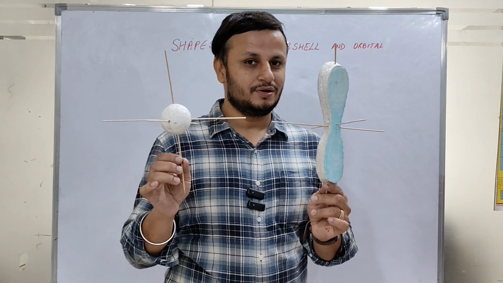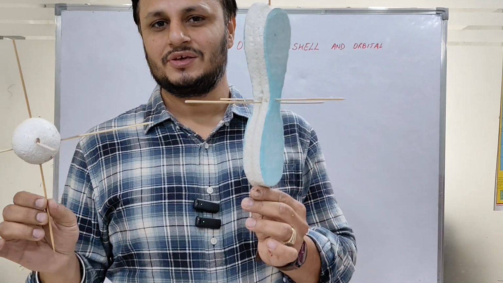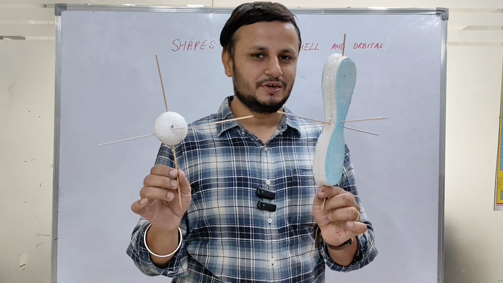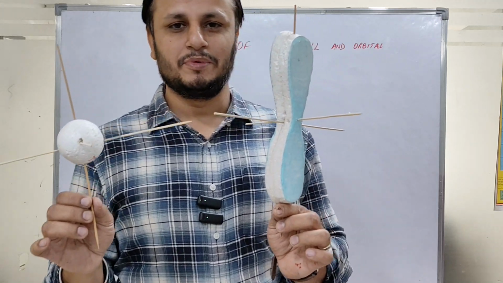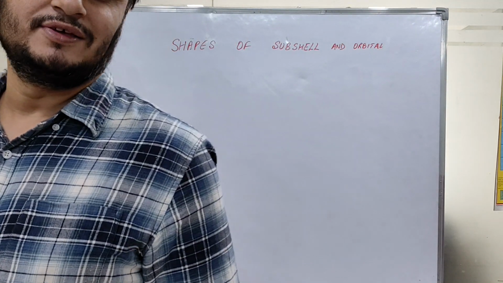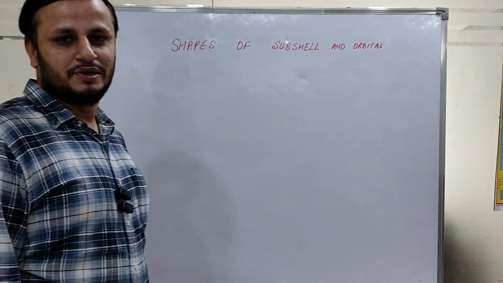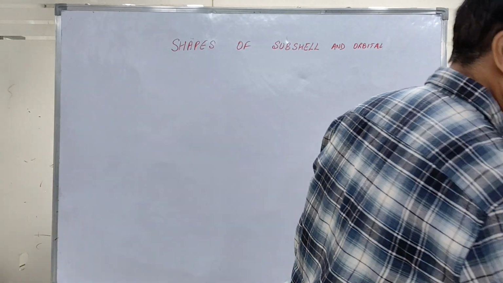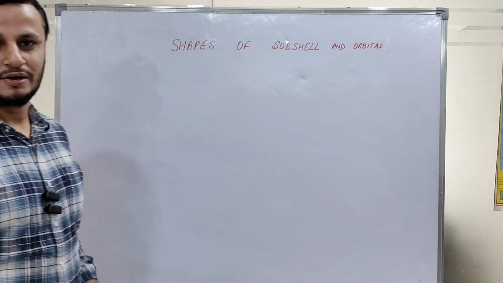So what is an orbital? The orbital is a 3D space where the probability of finding the electron is maximum.